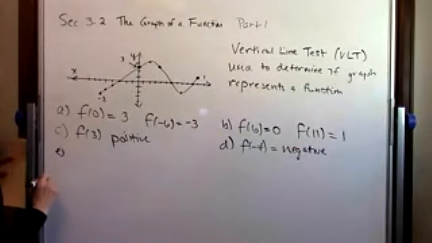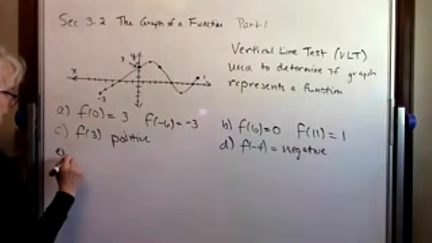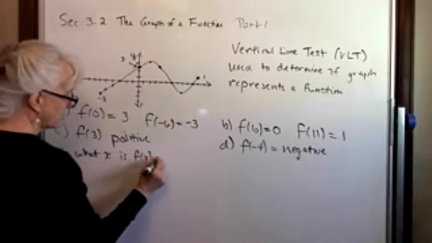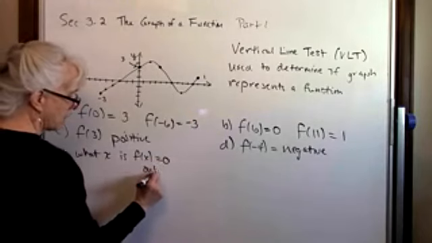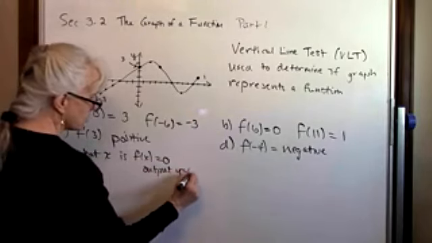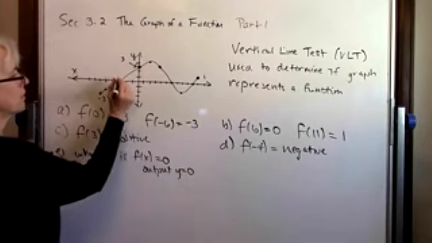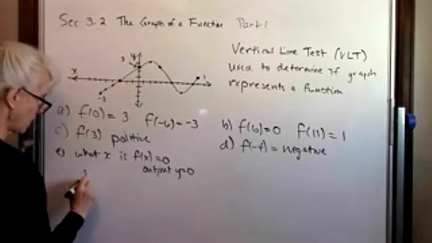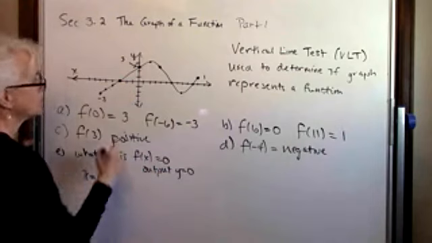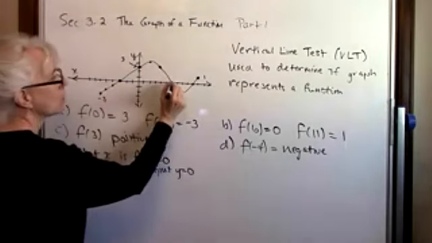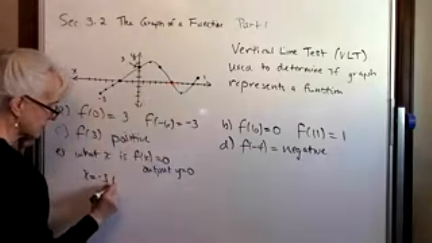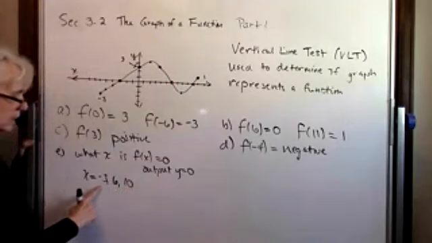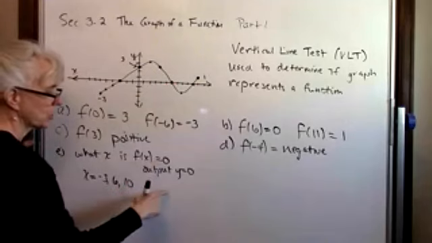Part E, so they want to know for what numbers of x is f of x equal to 0. Okay, this time they're giving me the output. The output, which is y, is 0. So I'm looking for y values of 0. Well, right here, the y value at that x-intercept is 0. So one of the x values is negative 3. Wait a minute, is that the only place where y is 0? Well, no. Over here, y would be 0 also. That's at 6. And then one more time right here, y is going to be 0 at 10. So when x is negative 3 or 6 or 10, the corresponding output is 0.